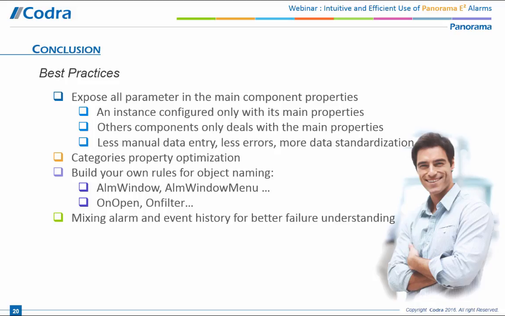You can use property optimization. It's like using concatenation in your categories field. And of course, we showed you a way to build a rule. We have ours. You can build your own rules, but respect your rules on object naming and object management. It can be useful as an operator to mix alarm and event history for a better understanding.